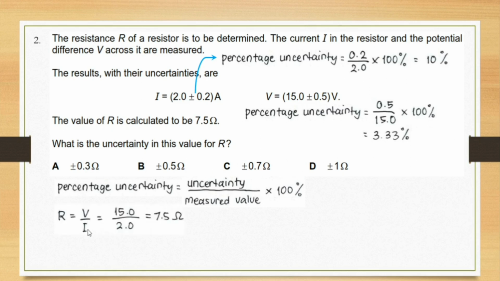R is equal to V over I. The V is 15 divided by 2. This is the measured value. So R is equal to 7.5 ohms.